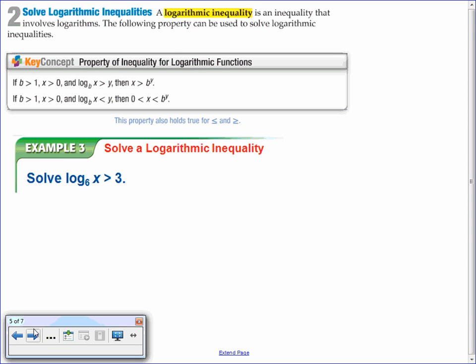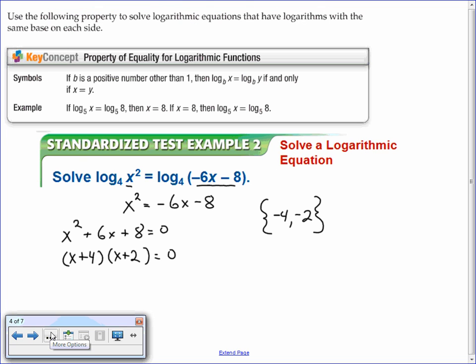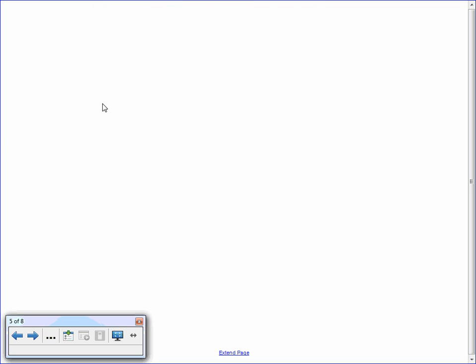Let's take a look now at the next part, logarithmic inequality. I'll go back and show you just some basics here. Let's suppose that I say log base 2 of 8, we know that's equal to 3 because 8 is equal to 2 to the 3rd power.